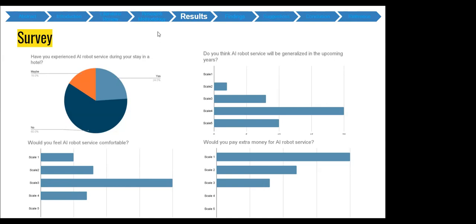We could see that most of the people said no about paying extra money for AI service. Can you go to the next slide, please?